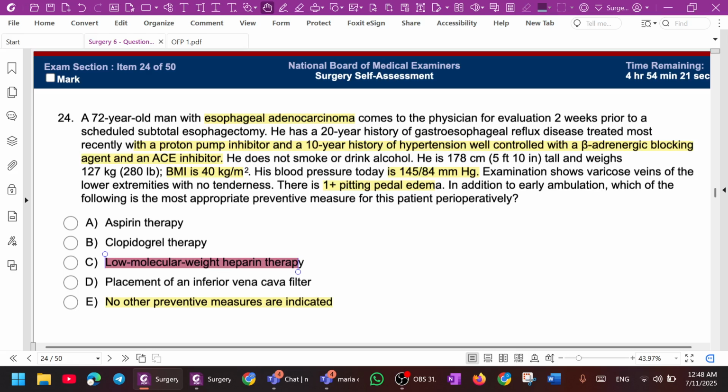So perioperatively, during surgery, we can use low molecular weight heparin to prevent DVT. I guess during surgery, right? Perioperative is during surgery, isn't it?